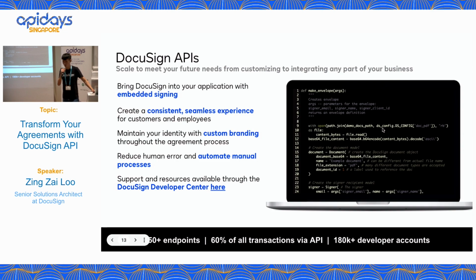Okay, so DocuSign API. Of course, we help to bring DocuSign into your app with embedded signing, really creating this consistent and seamless experience across the entire application itself. So integration, of course, we can have a look into the many support and resources in our developer center. Today, because I'm here, everyone will be able to see a live demo later on.